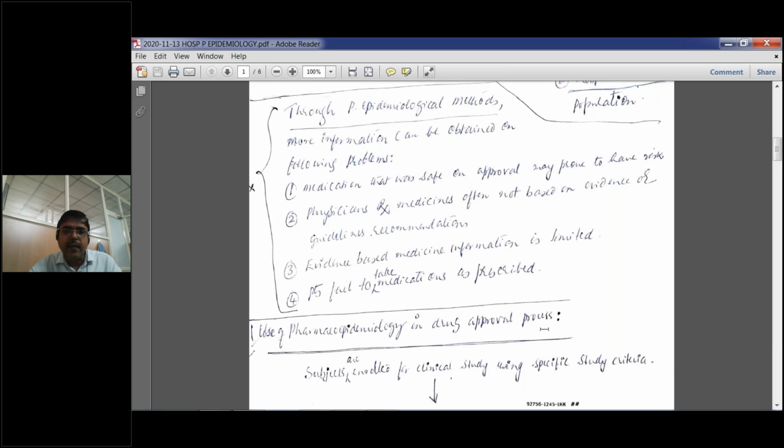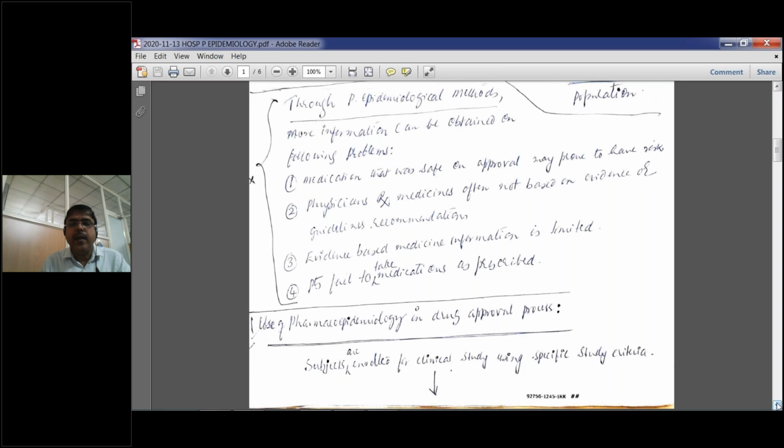But pharmacoepidemiology is almost parallel to a phase 4 study, but it is done in few patients, and such data can also be submitted for final approval of the drug. So when pharmacoepidemiology is used for the drug approval process, some subjects are enrolled using specific study criteria.